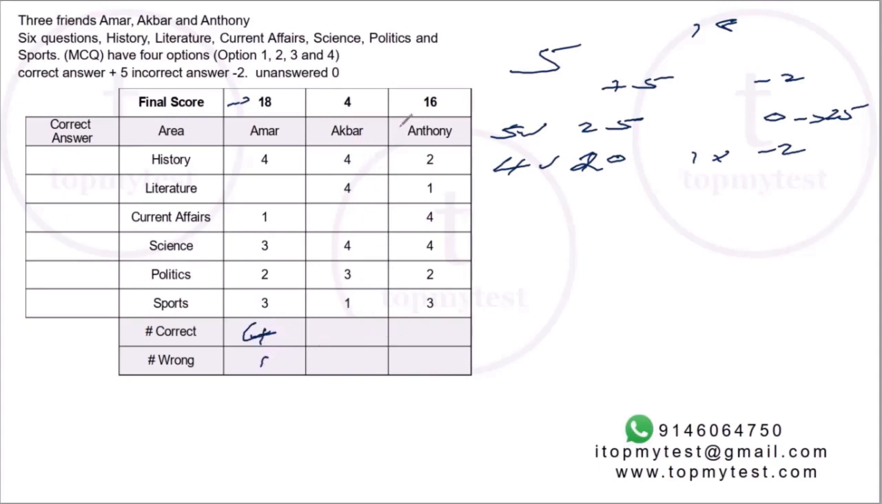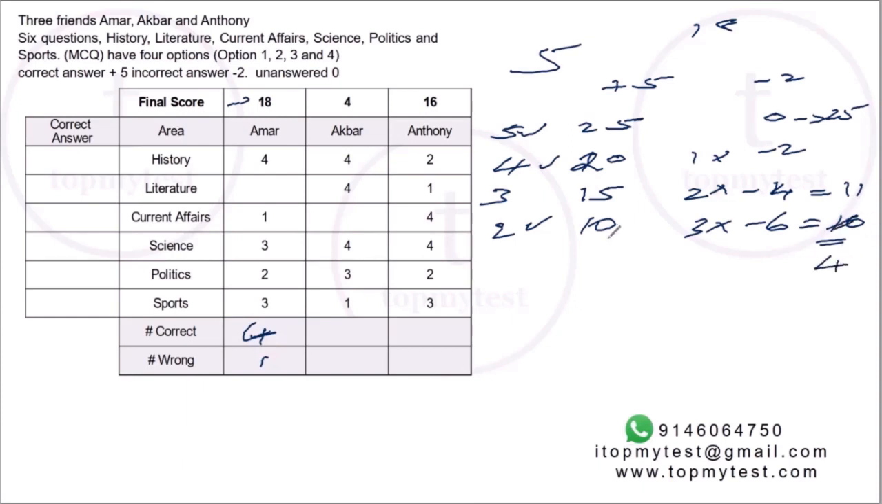Now Akbar has also attempted the same number of questions, but his score is only 4. So let's go. If he has 3 correct, that will be 15. For 2 wrong, that will be minus 4. So net score will be 11. With 2 correct and 3 wrong, he will have 10 for the correct answers, minus 6 for the wrong answers. Net score will be 4. 10 minus 6, 4. So we know it is 2 correct, 3 wrong.